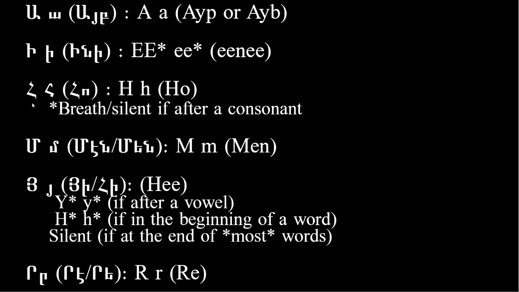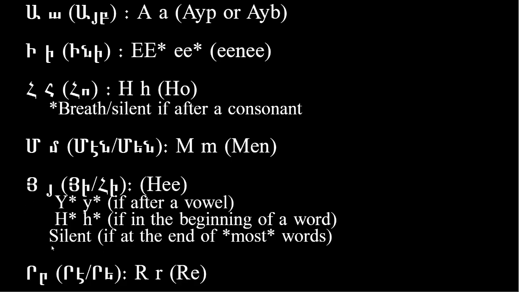Third is the letter Ho, which gives an H sound, like the word Hayr. But if it's after a consonant, it will give a breath, or it's even silent. So a breath sound or silent. Next is the letter Men, which gives an M sound, like the name Mariam or the word Mair. Next we have the letter He. So far we've only seen it as a Y sound, as in the word Hayr or Mair. So it's a Y sound if after a vowel, but it's an H sound if in the beginning of a word, silent if at the end of most words.